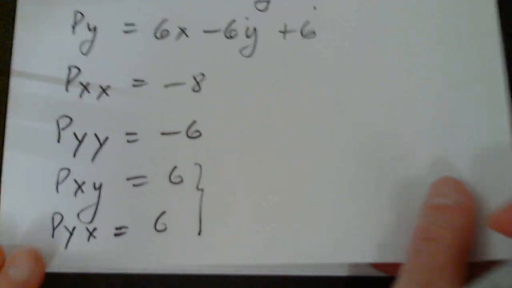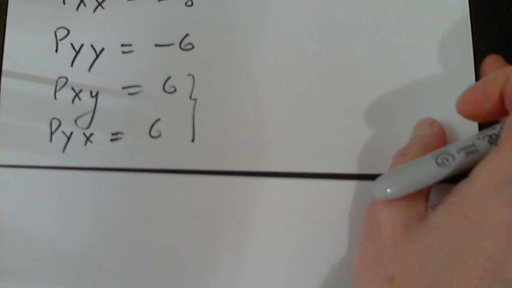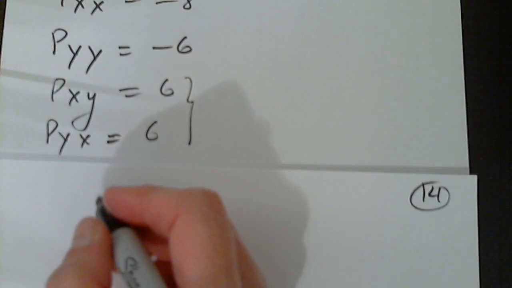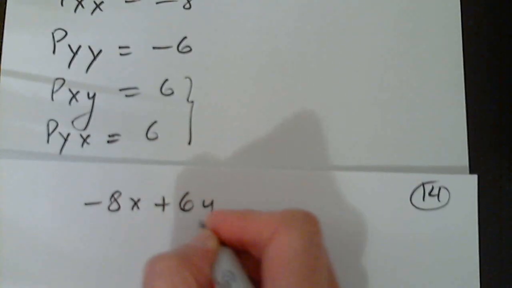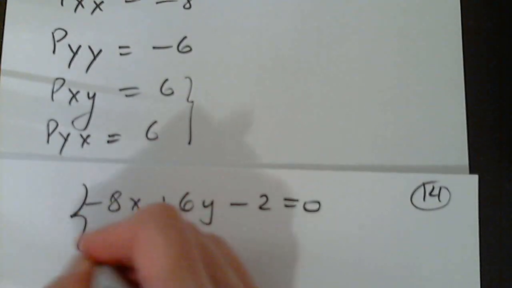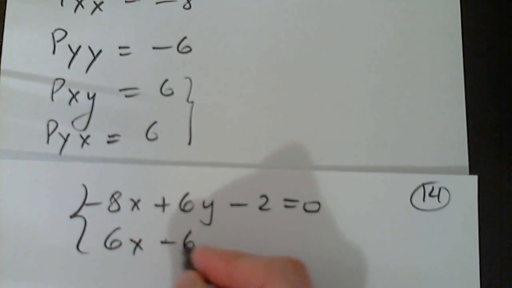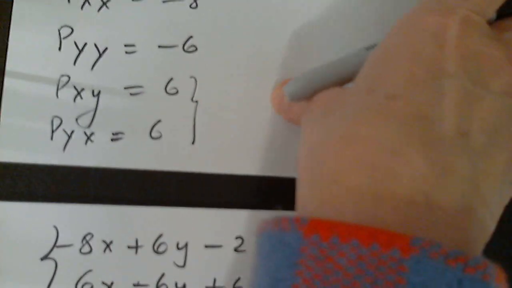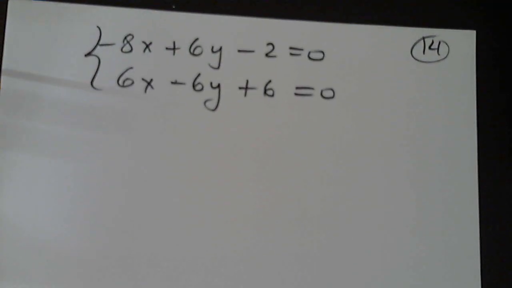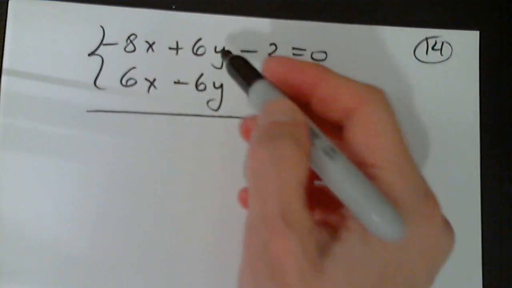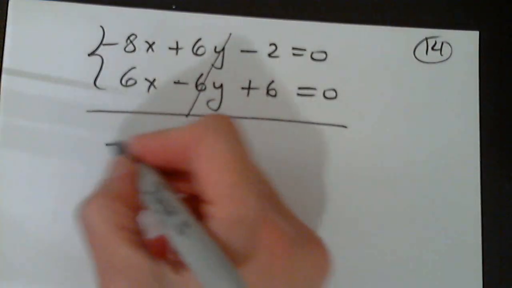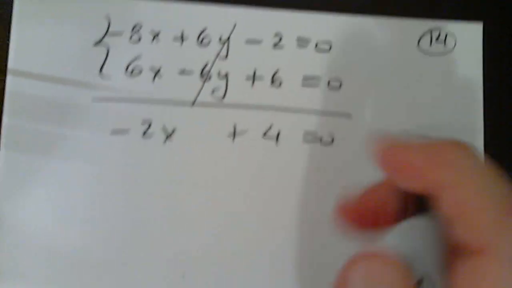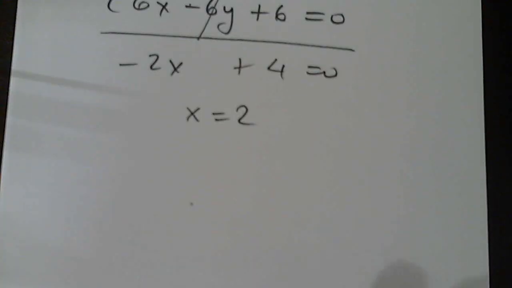So now I create the system, only with Px and Py. It's like the critical numbers from before. Negative 8x plus 6y minus 2 equals 0, and 6x minus 6y plus 6 is 0. Okay, very good. When I add the equations, these two go away very nicely. Negative 2x, and this is plus 4 equals 0. I move 4 to the other side and divide, and I get x equals 2.